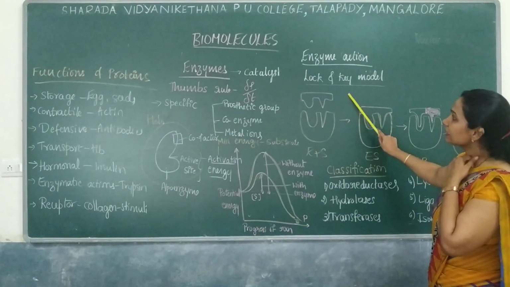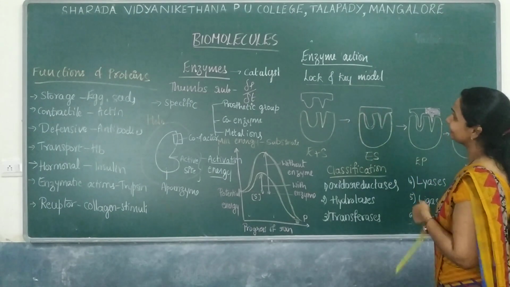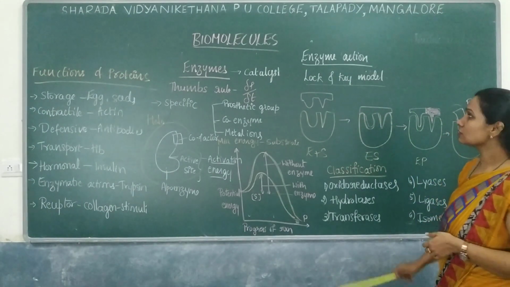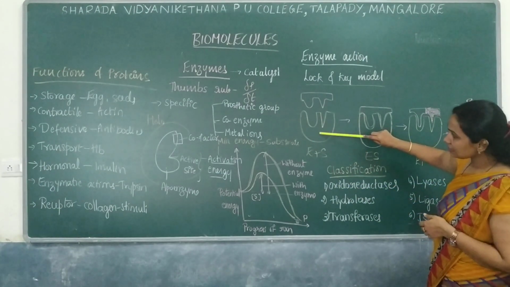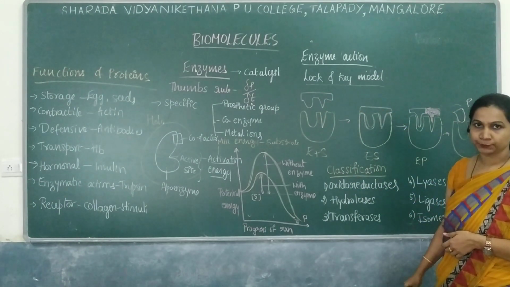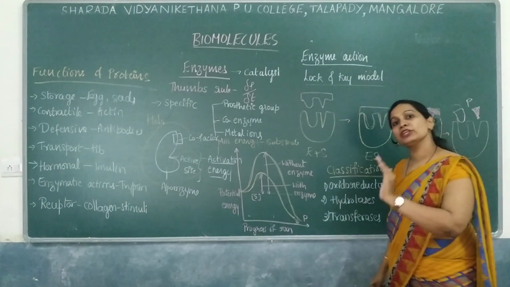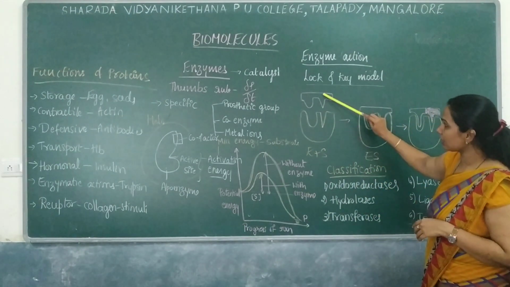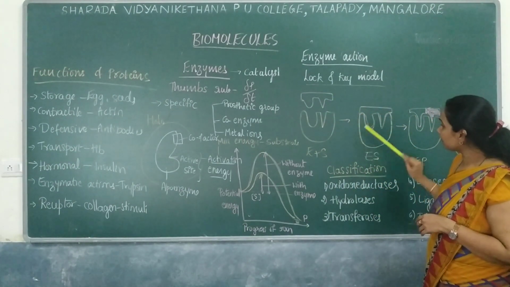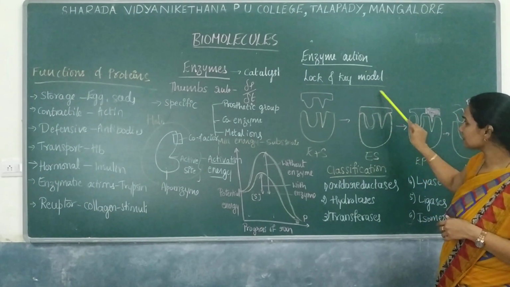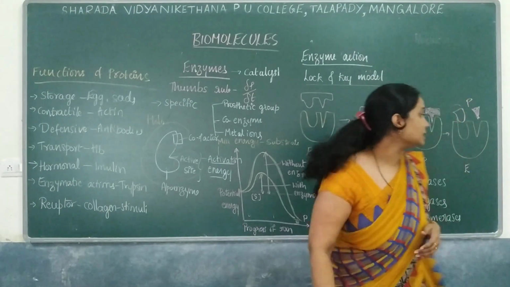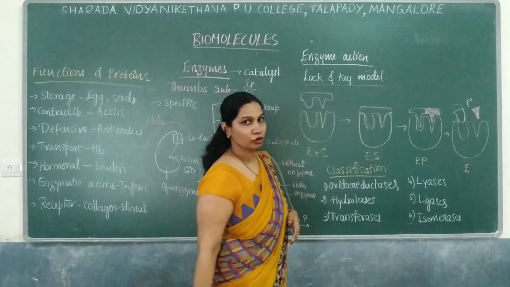This is mainly explained by using the lock and key model. So for example, this represents an enzyme, this is a substrate. Substrates are always converted into products. So this is an enzyme and this is a substrate. So what happens? The substrate goes and binds to the enzyme and forms the enzyme substrate complex. So this is the enzyme substrate complex.